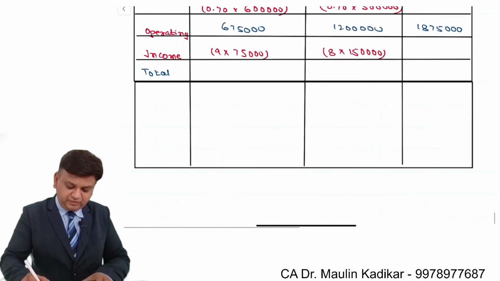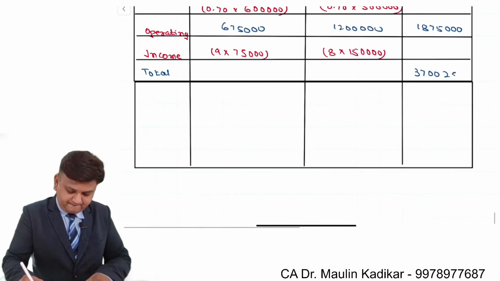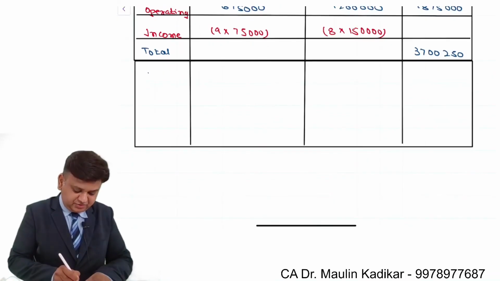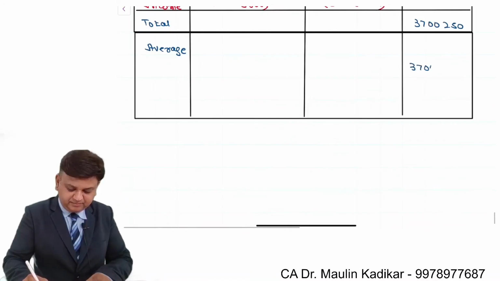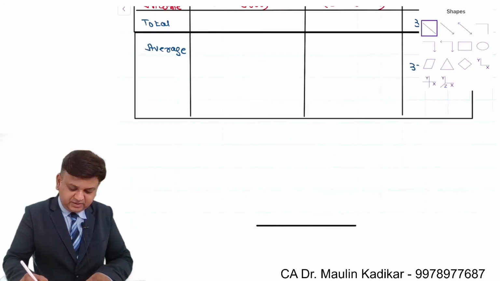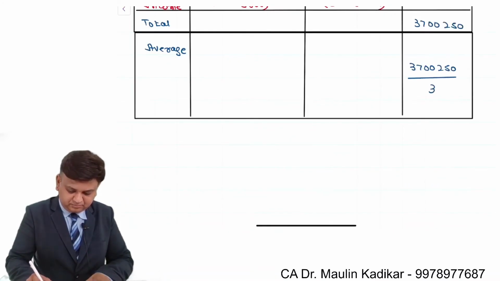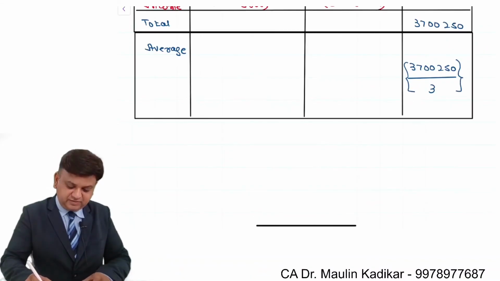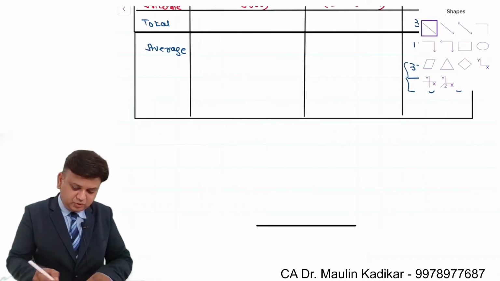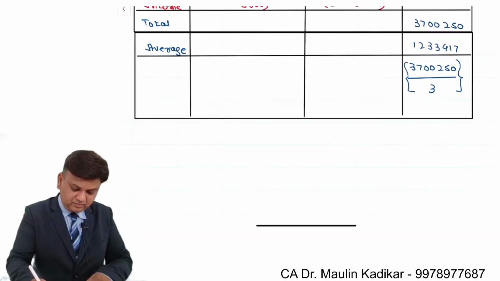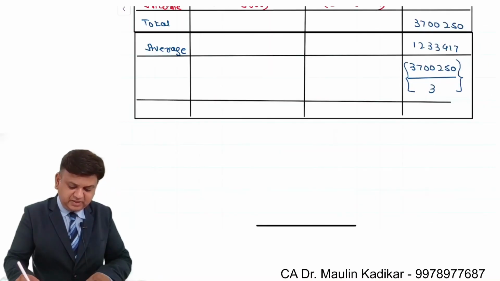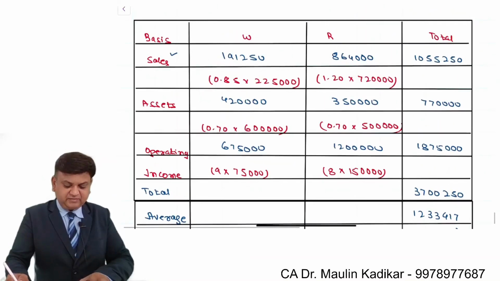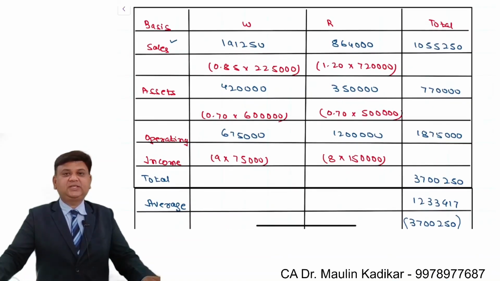That comes to 37,250. Lastly, we will do the average. Average would be 37,250 divided by 3. That comes to 12,23,417. This is the way we are supposed to do valuation of the company. This value is more than the value which is prevailing in the market. Means whatever the market value of the company prevailing in the market is considered to be undervalued.